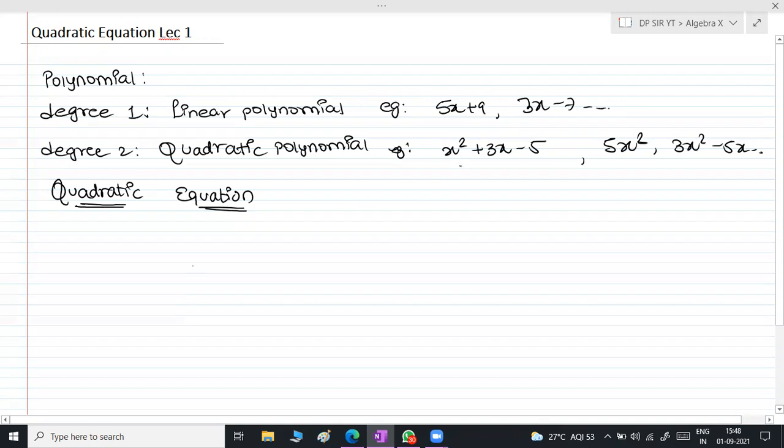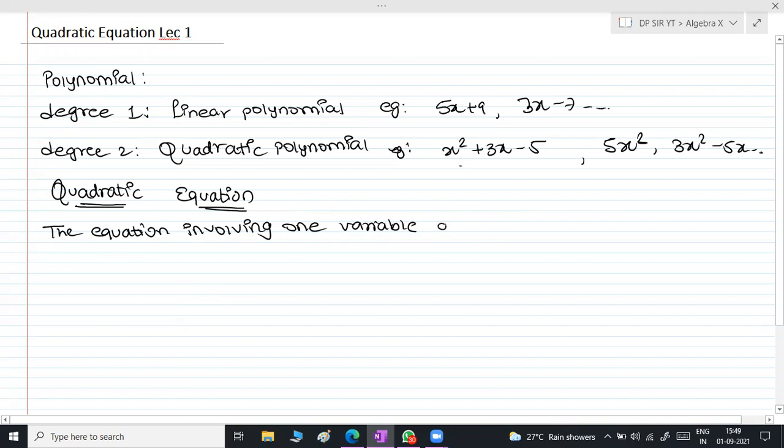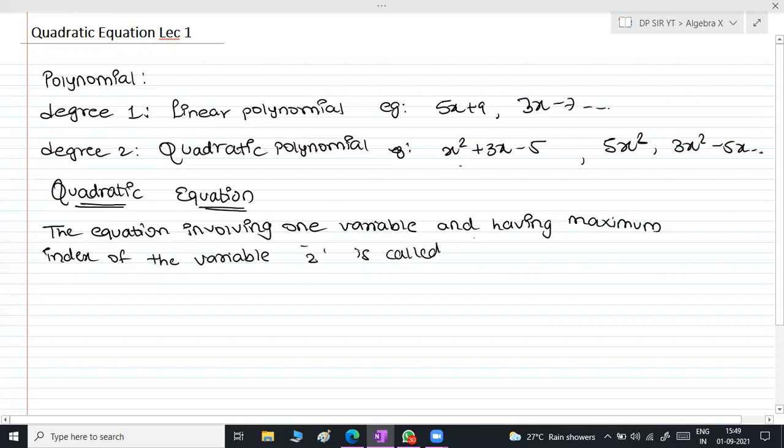Now when I talk about the term quadratic equation, the equation involving one variable and having maximum degree, or we can say maximum index of the variable, 2, is called a quadratic equation. Let me not use short form. So it's called a quadratic equation.